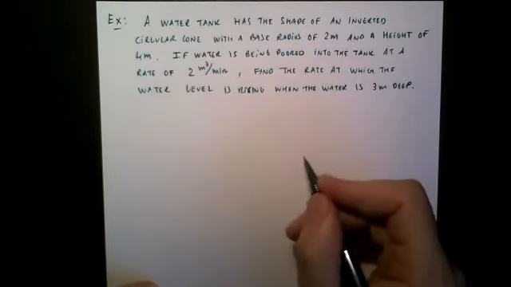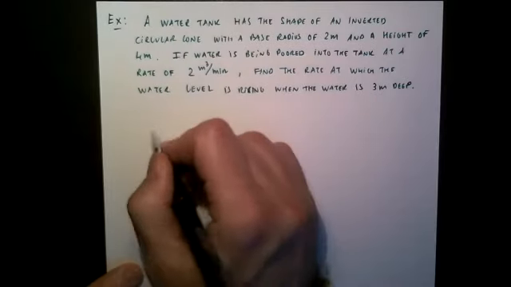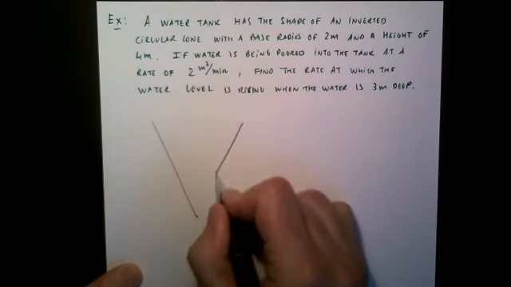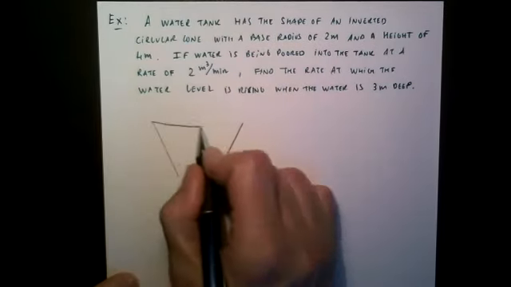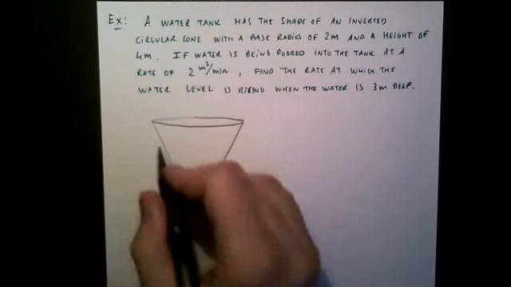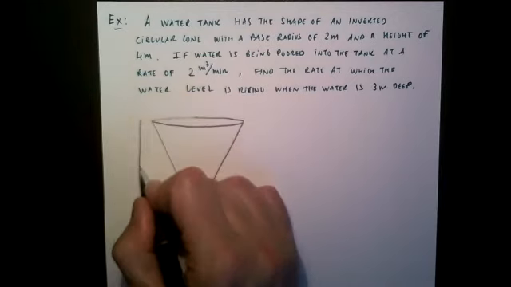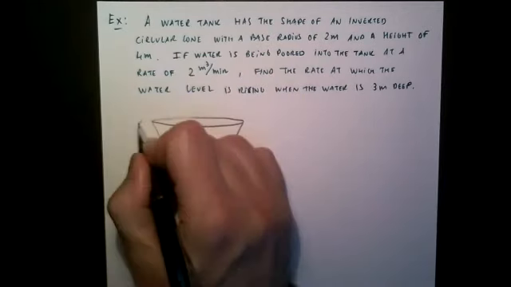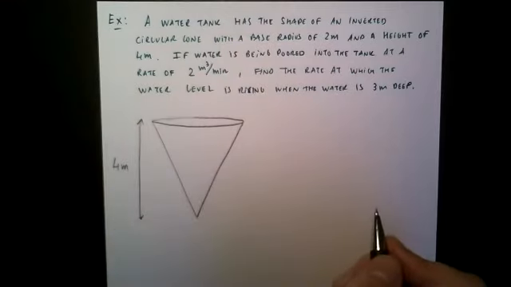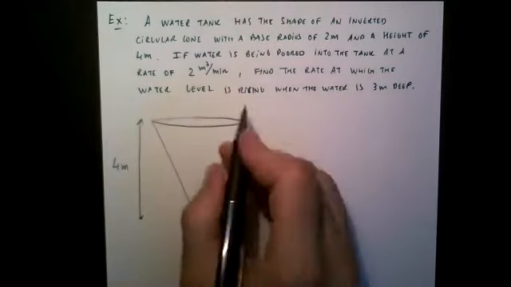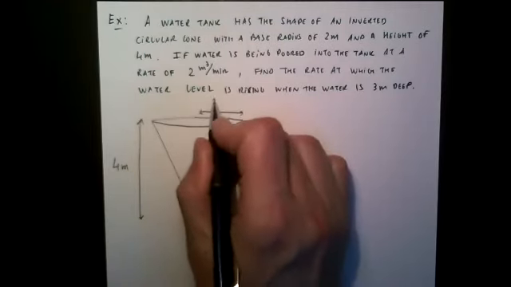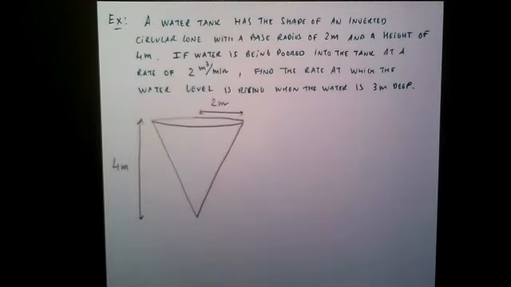So here's the situation here. We have a cone inverted, so like this. The height of the cone is 4 meters, and the radius at the base, so right here, the radius is 2 meters.